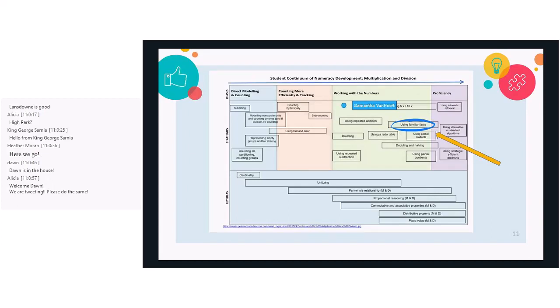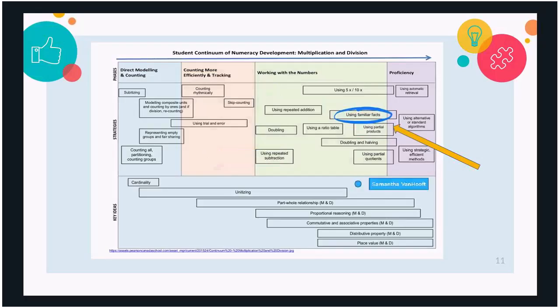Notice all the strategies that come before working with familiar facts. If you jump too far, too fast, it's a challenge, as students wouldn't have developed any familiar facts. This strategy is for kids who have already had experience with the previous stages, as those strategies are what they would have used to develop familiar facts.